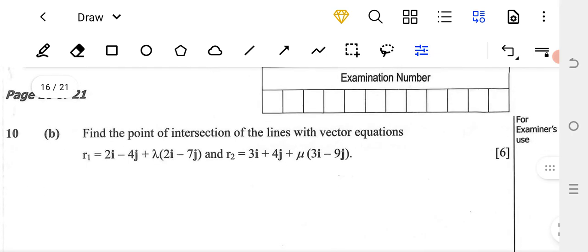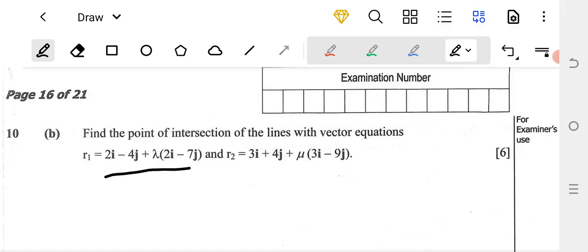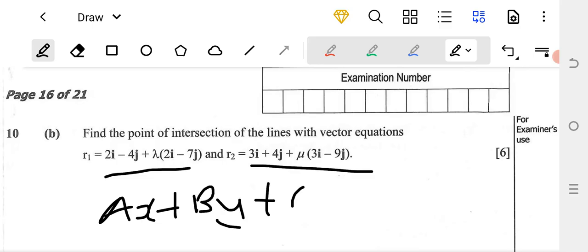And then they are saying, find the point of intersection of the lines with vector equations. This is carrying 6 entire marks because it is an involving question. So we're going to write this in the scalar equation form, which is the standard form of an equation, which is ax plus by plus c is equal to 0.